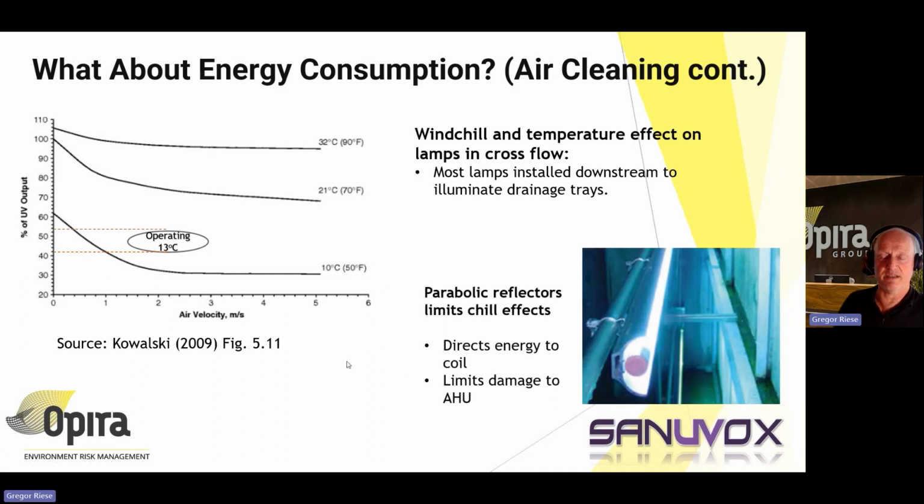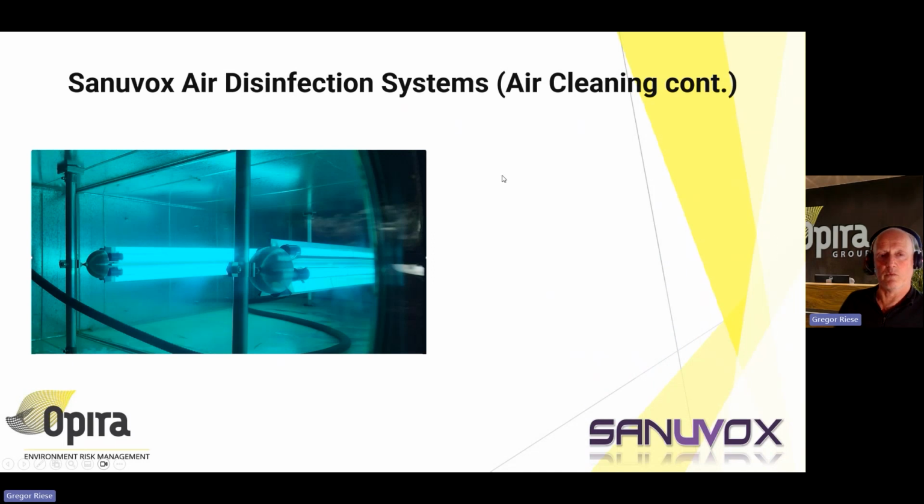Now, one of the things we do when we install in front of coil is put the parabolic reflector in behind it, which does limit the wind chill effect. It also limits damage to the air handling unit. But in terms of trying to achieve air disinfection in front of coil, you're going to be using a lot of electricity, and I'll have a look more at those numbers in a second.